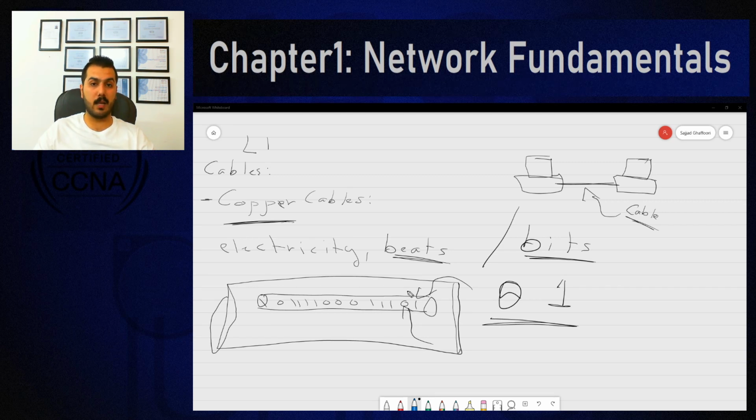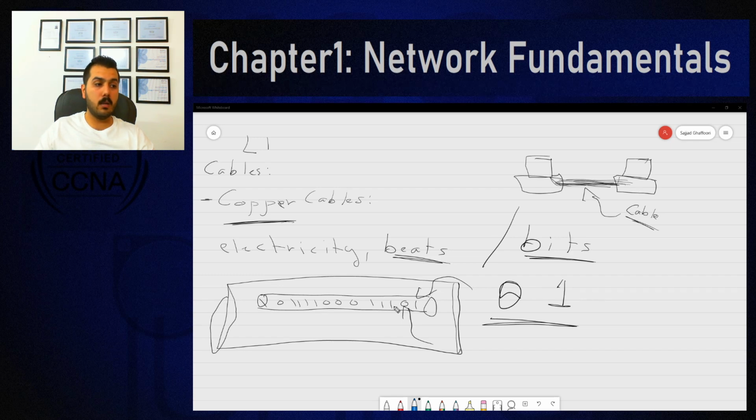But what you have to understand for now for copper cables is that they always transmit electrical beats between them at a constant frequency, but it's not really at a constant frequency. What do I mean by this? I mean that once you connect this PC to this other PC, personal computer, through a copper cable, electricity will start to flow between them. Electricity will keep flowing all the time.